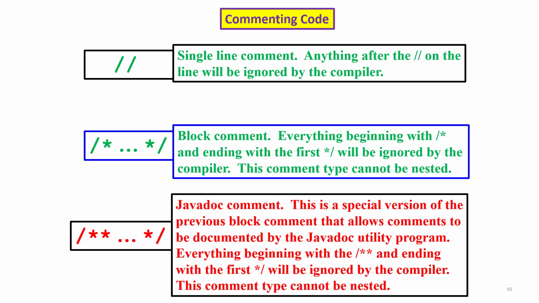This is a JavaDoc comment, a slash followed by two asterisks. This is a special version of the previous block comment that allows comments to be documented by the JavaDoc utility program. Everything beginning with the slash asterisk and ending with asterisk slash will be ignored by the compiler. This comment type also cannot be nested.